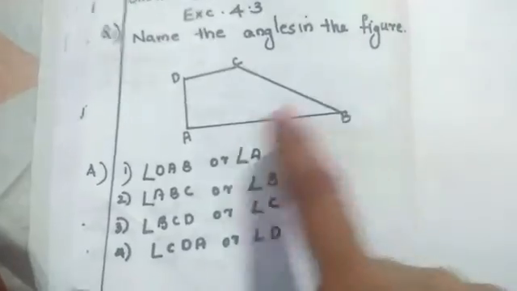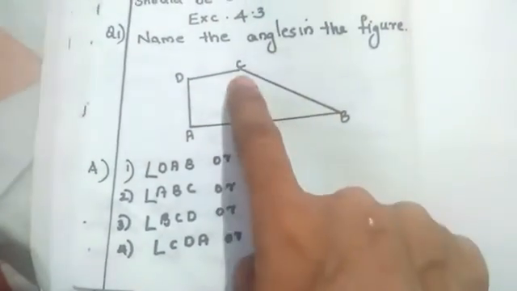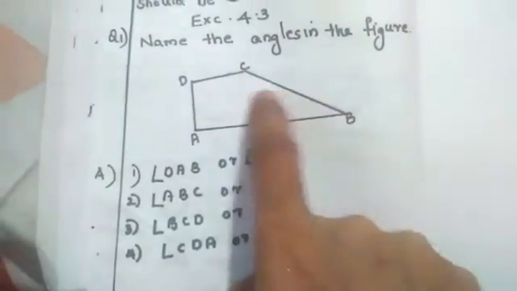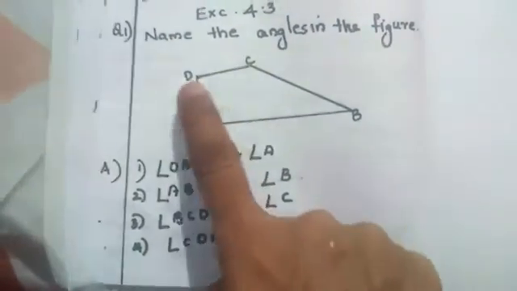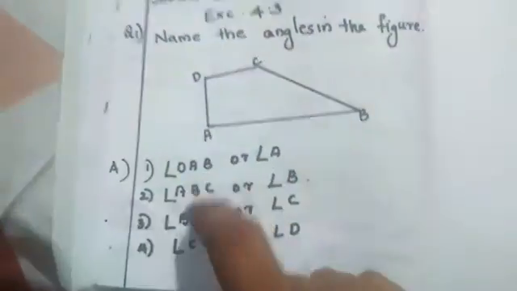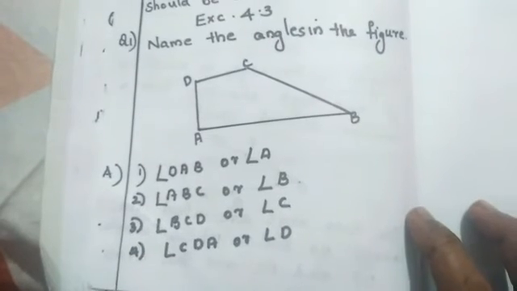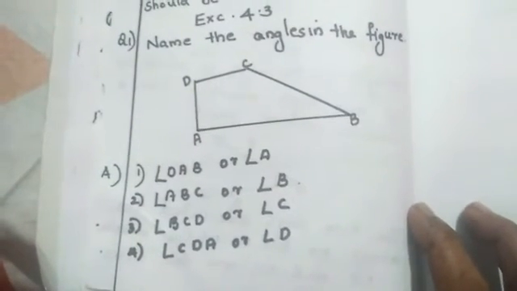Next C is B, C, D. Next D is C, D, A. So this is the way we have to represent the angles from the polygon.